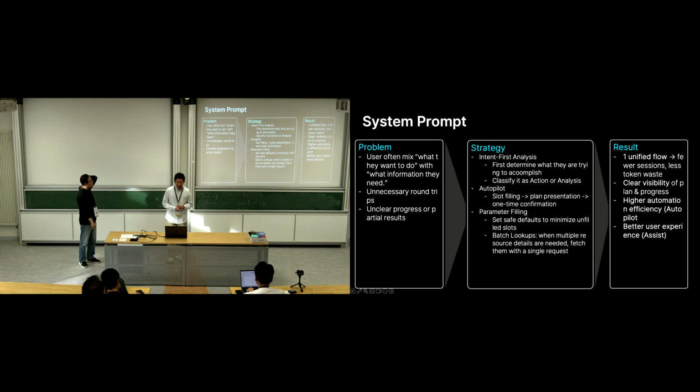Let's look at how we improved our agent's behavior using the system prompt. Users often mixed what they want to do with what information they needed. As a result, the agent made unnecessary round trips, asking too many follow-up questions, and users couldn't clearly see how far the process had progressed or what partial results were already available.